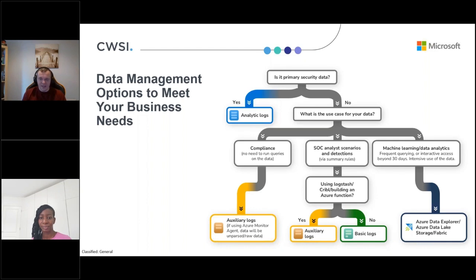If it's SOC analysis scenarios, then there are a couple of different things we need to consider. Are we using Logstash, Data Factory, or a SOAR function? If yes, it goes into aux logs. If no, because of the DCR rule collection support, it will go into basic logs. So again, we can quickly decide what we are going to do with our data and tier it correctly so that the cost is minimized for you.